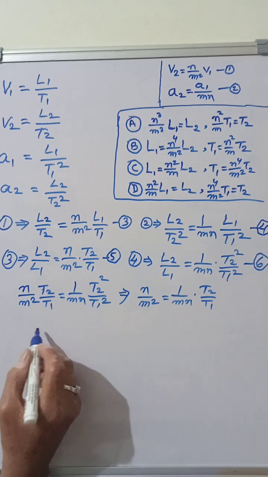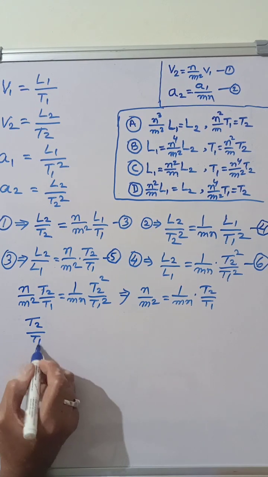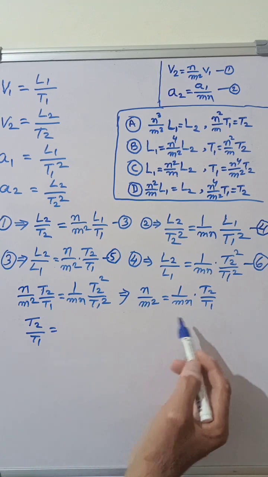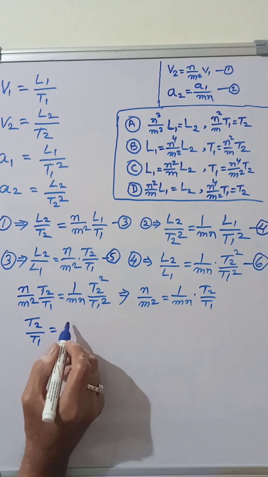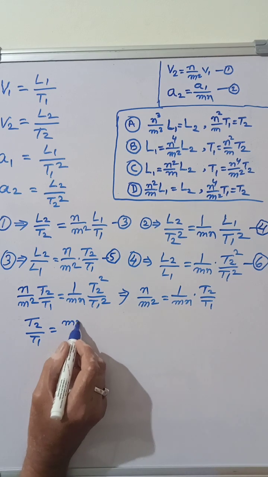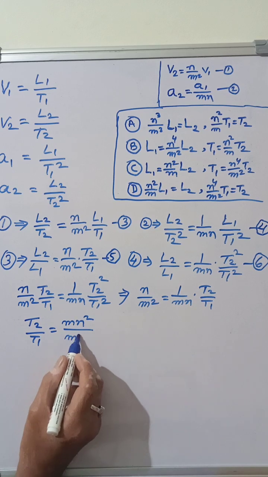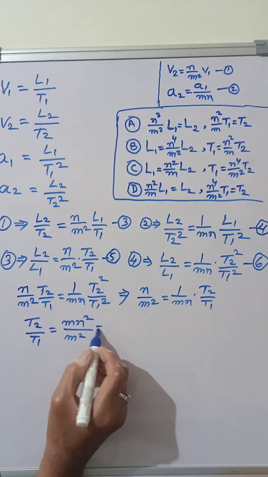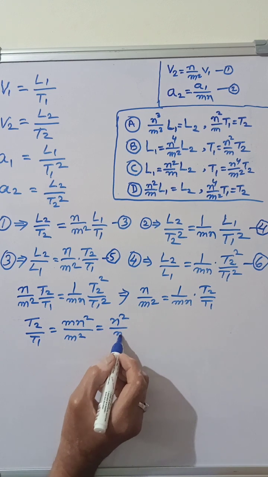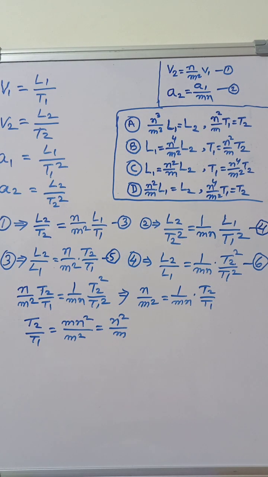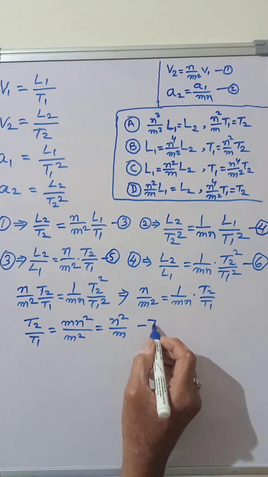Simplifying this, we can get T2 by T1 is equal to N into Mn, is equal to Mn square divided by M square, which is equal to N square by M. We mark this as equation 7.